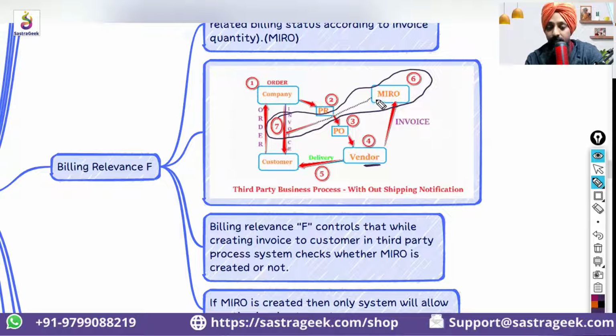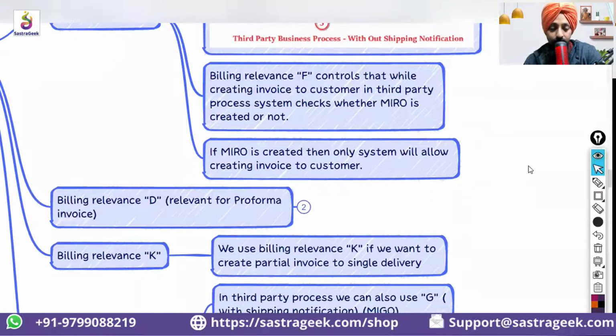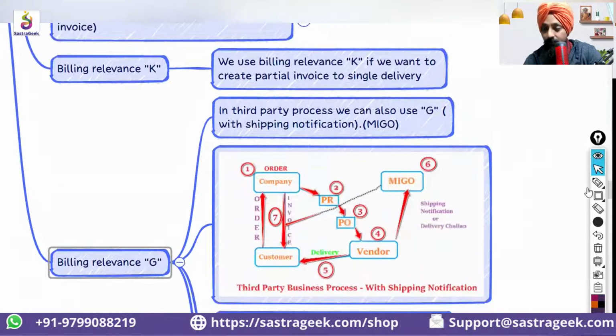Now here, your vendor invoice, you are referring it to your customer invoice. That is billing relevance F. Right? Now, let's see the other billing relevance so that you are very clear with this difference. The other billing relevance we have here is billing relevance G.